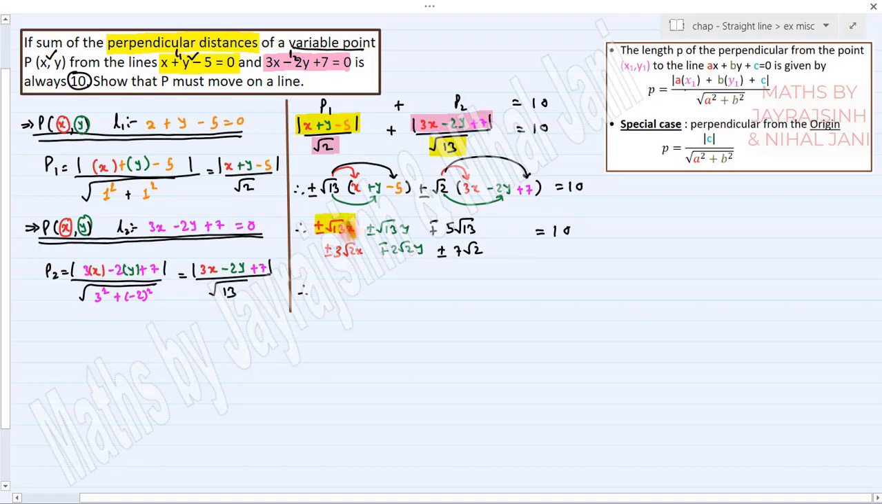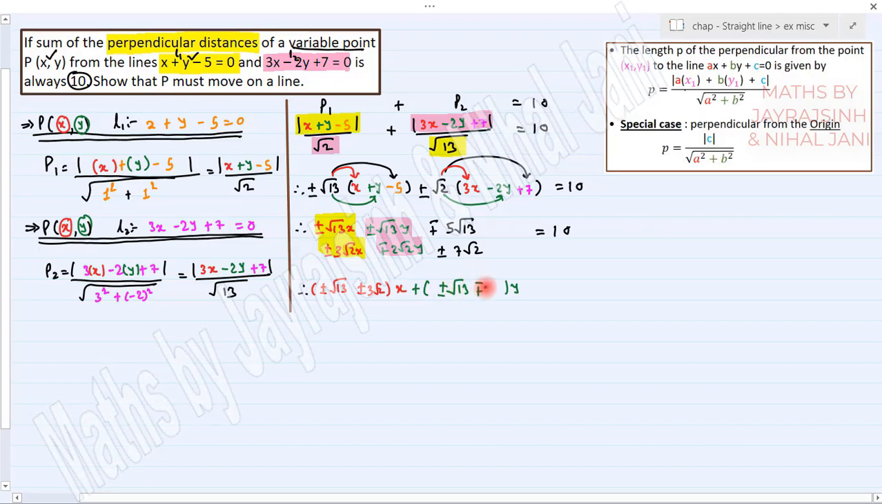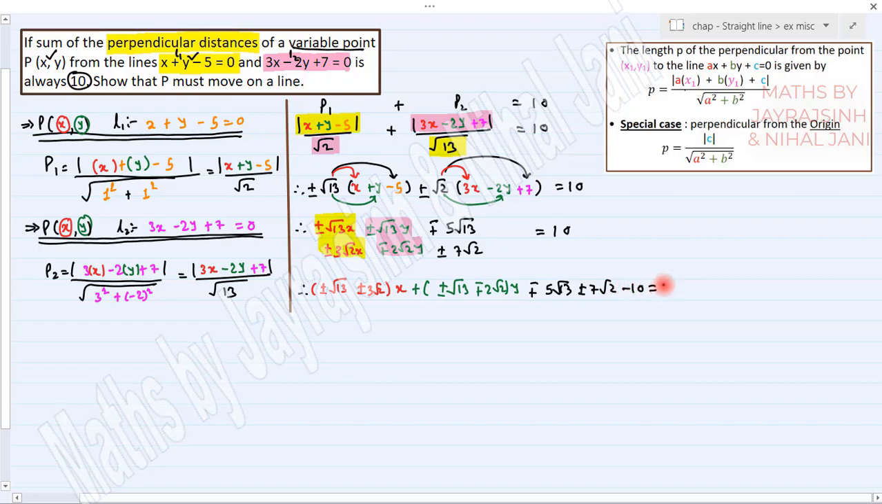Now, from these terms, we can take x common. So we'll get plus or minus root 13 plus or minus 3 root 2. Similarly, let's take y common. So we'll get plus or minus root 13 and minus plus 2 root 2. And the rest of the terms are constants, so collect them, equal to 0.